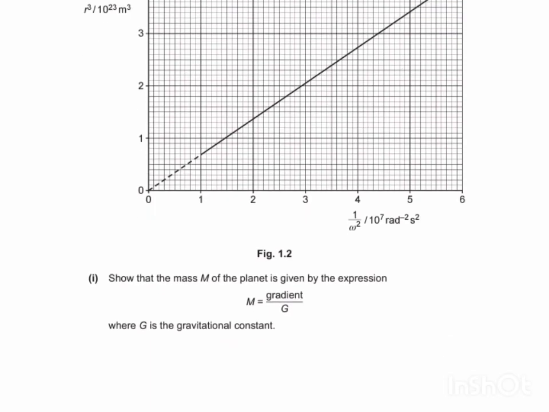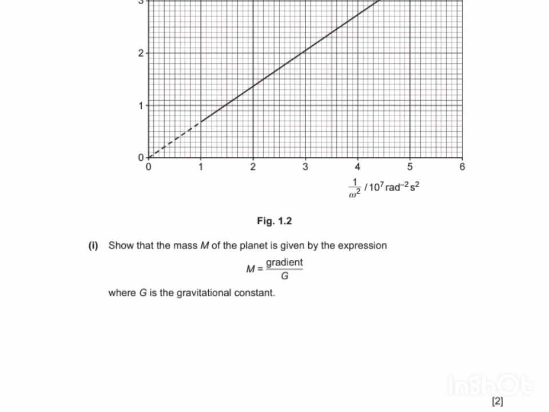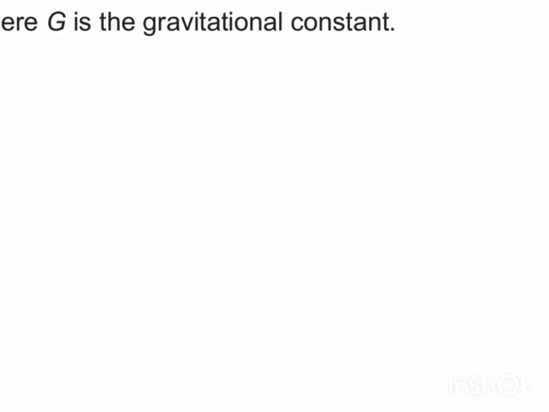Okay, so for the next part, we have a graph of r cube on the y-axis and 1 upon omega square on our x-axis, and they have given us the equation and we need to prove this equation, right? So we know that the gradient is rise upon run, so it's going to be r cube upon 1 upon omega square, and that means that r cube omega square, wherever we see that, we're going to put that equal to gradient.